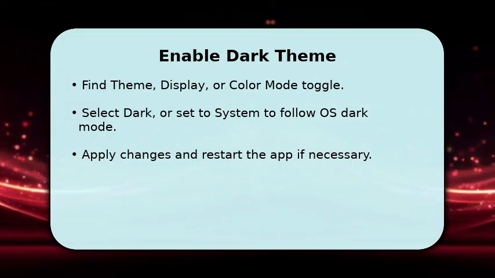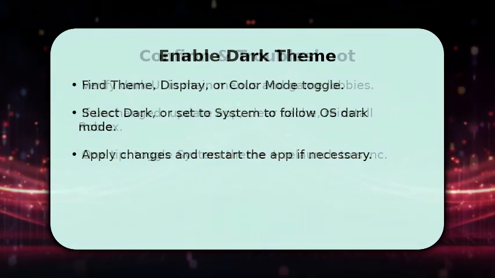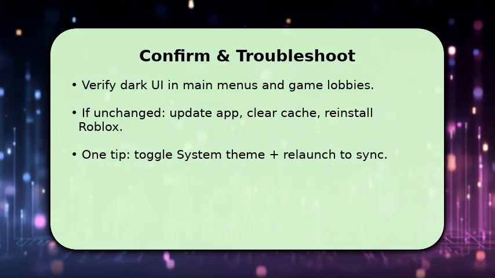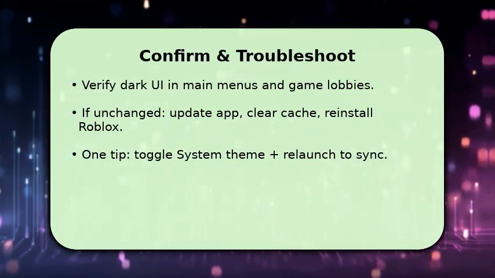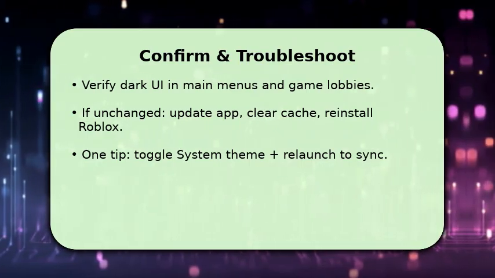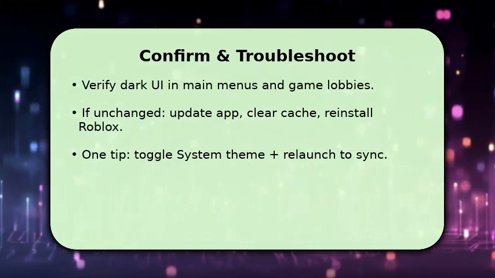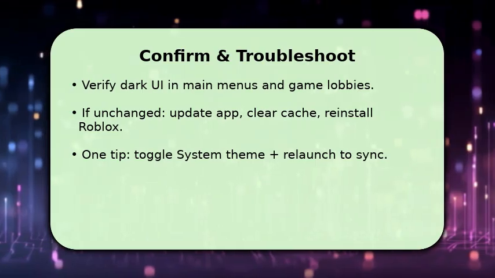Finish by checking the main menus and game lobbies to confirm dark mode is active. You should see darker backgrounds and text contrast changes. If parts still look light, update Roblox, clear the app cache, and restart or reinstall. That fixes most inconsistent theme issues.